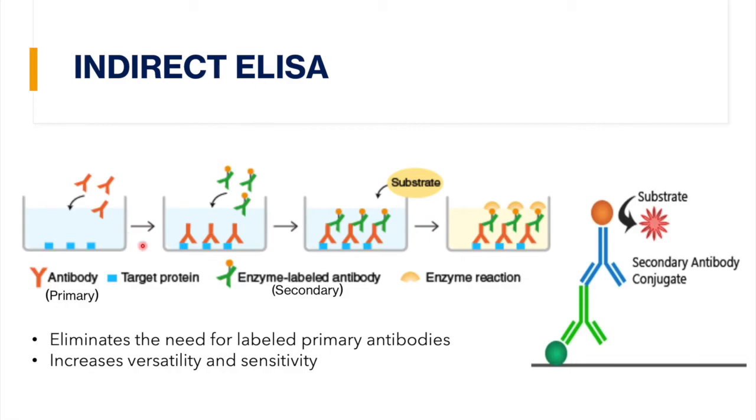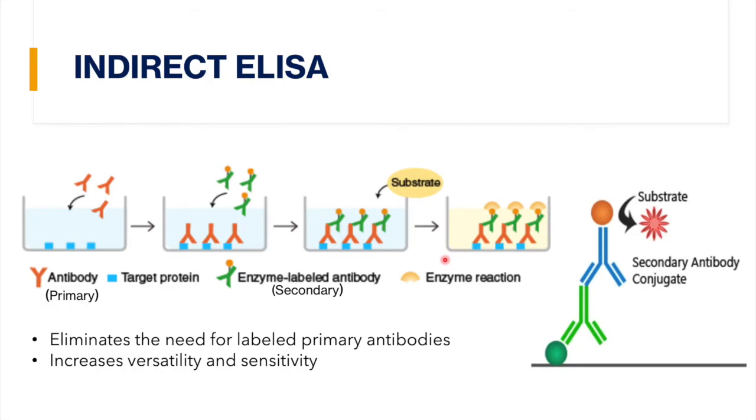The primary antibody binds to the antigen if it is present in the sample. A secondary antibody, which is labeled, is then introduced. The secondary antibody targets the primary antibody rather than the antigen, so there is one additional step. The solution is washed and the substrate is then added, which reacts with the enzyme on the secondary antibody to form a color change. Indirect ELISA eliminates the need to label all your primary antibodies.